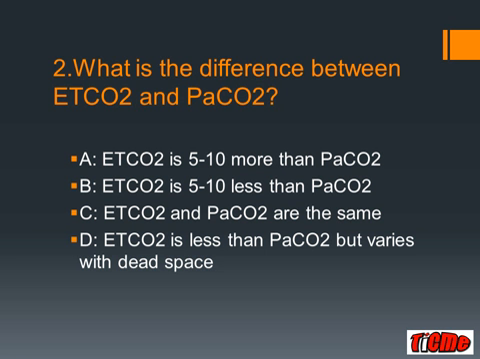Question 2. What is the difference usually between the end-tidal CO2 and the arterial CO2? Is the end-tidal CO2 more by 5 or 10 than PaCO2? Is the end-tidal CO2 less than the PaCO2? Are they the same? Or is the end-tidal CO2 less than the PaCO2 but varies with dead space? So although answer B is correct, answer D is more correct, that the end-tidal CO2 is less than PaCO2 but varies with dead space.